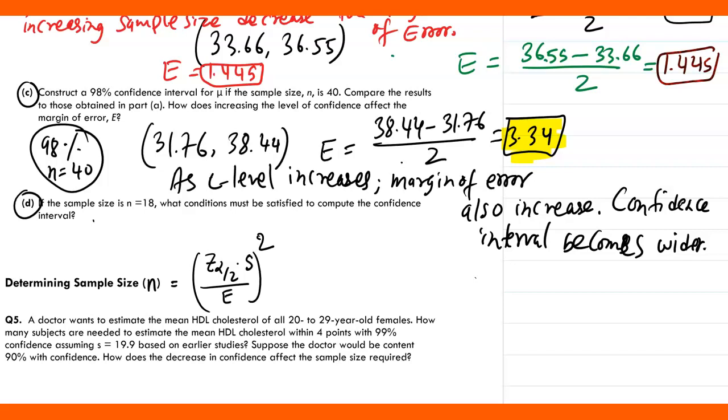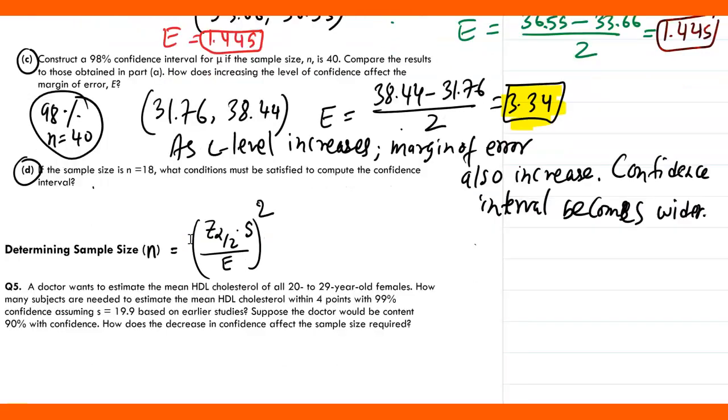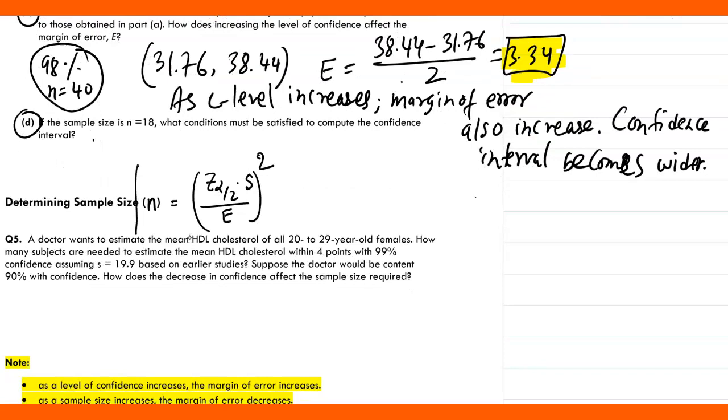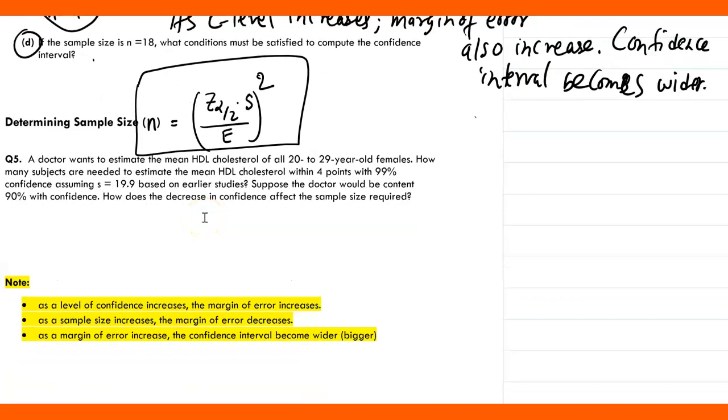That is the formula to find how much sample size is needed to estimate the population mean. That's the formula for determining the sample size. Question number 5, that's where we're going to use the formula.